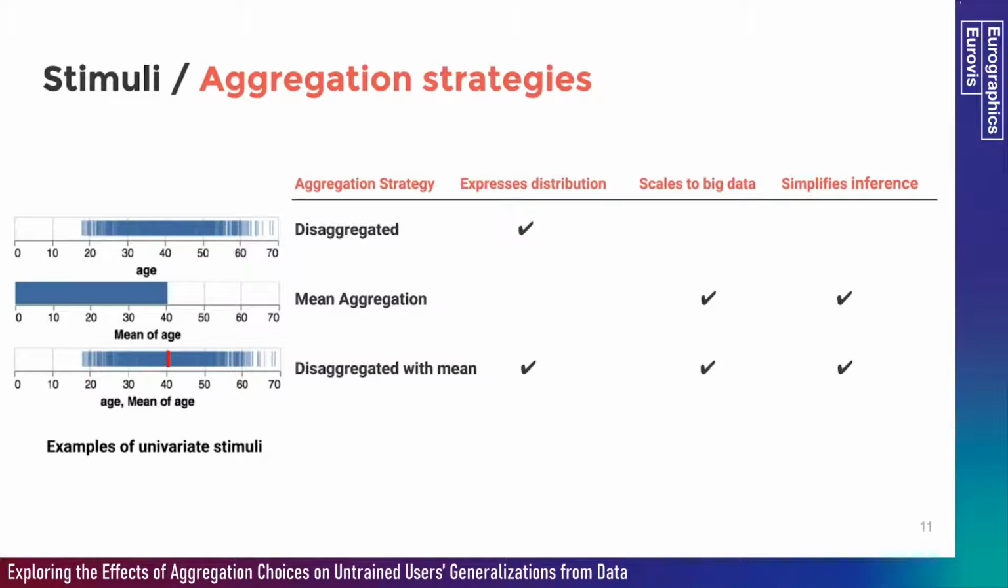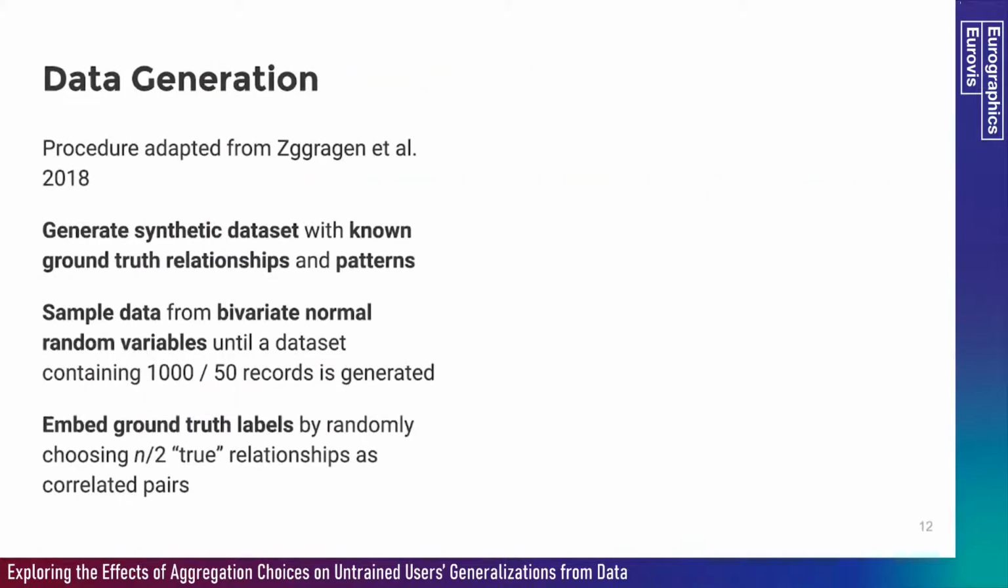To generate our dataset, recent work from Zgraggen et al., which was aimed at investigating the multiple comparisons problem in visual analytics, provides a data generation process that we adapted to allow us to mark a generalization as correct or incorrect. Basically, the idea is to create a ground truth population dataset with known ground truth relationships and patterns, and then sample from that in order to create our dataset in each experiment. By doing this, we can test the accuracy of generalization, as we can mark it as definitively correct or incorrect.